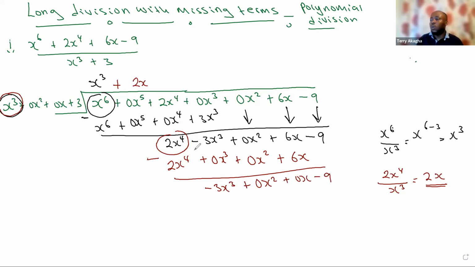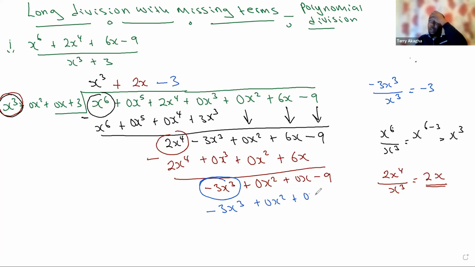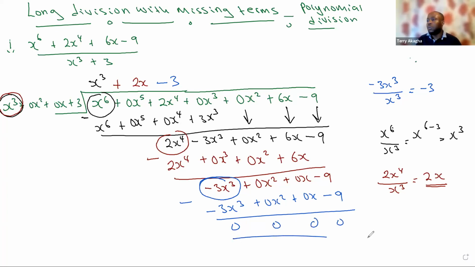Then we go again this time. We use the same thing we talked about: only use the first one. So minus 3x cubed divided by x cubed gives you minus 3. So you put minus 3 here, then multiply. It's going to give you minus 3x cubed plus 0x squared plus 0x, then minus 9. You subtract, this minus this gives you 0, 0, 0, 0. Good, and that is the answer for that.